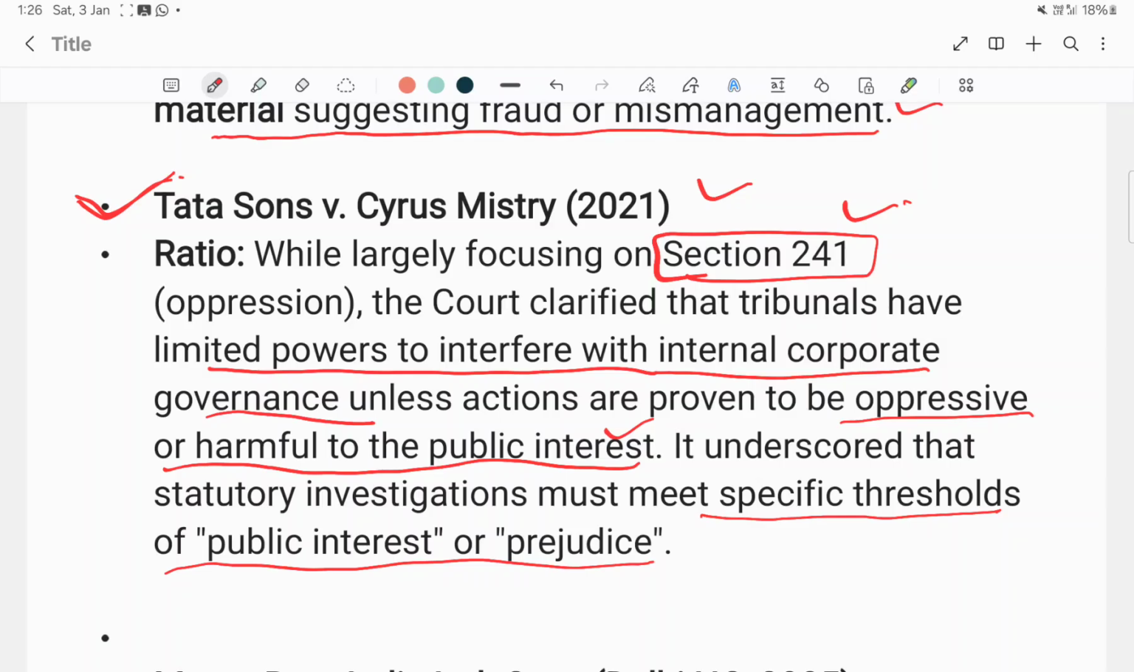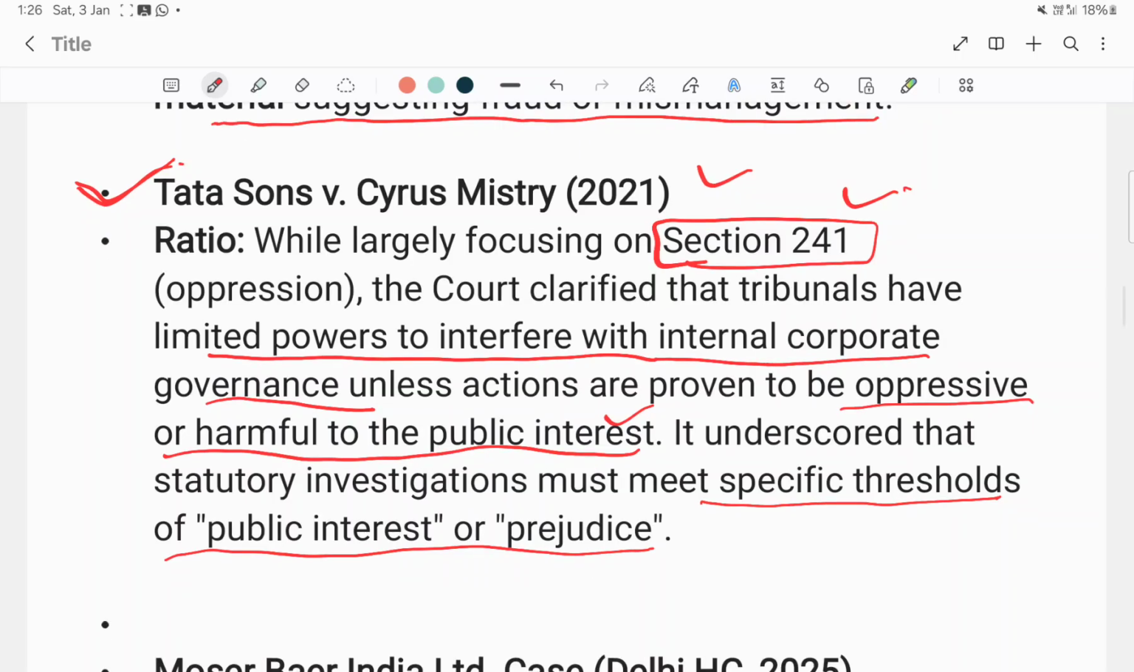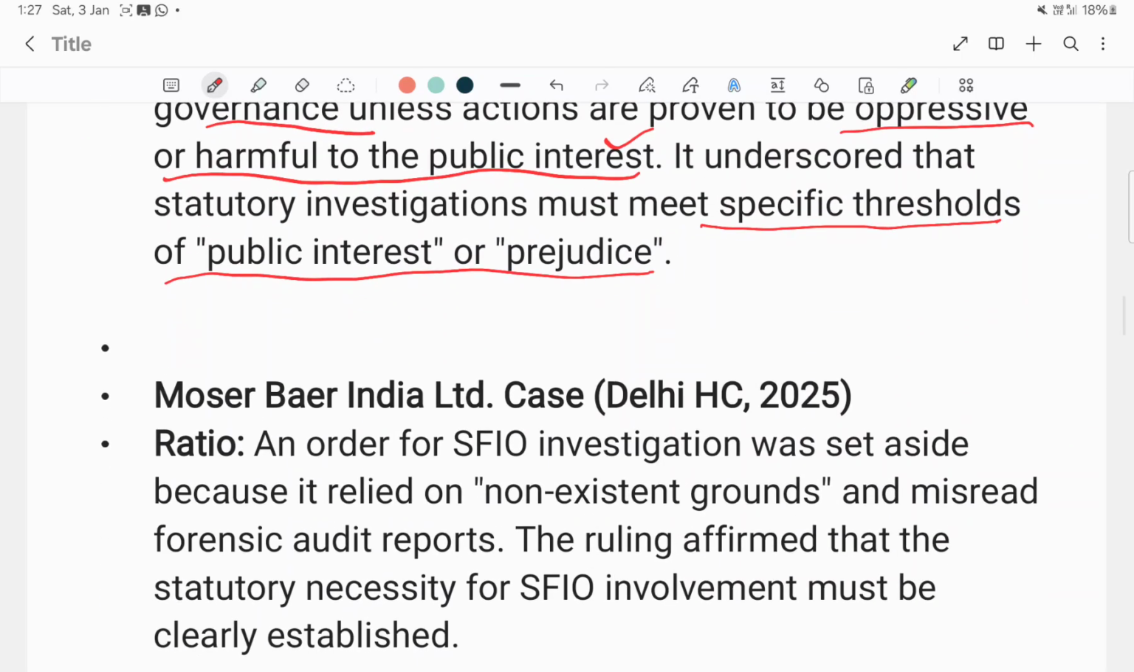They have to follow the procedure under the Companies Act, whether it is public interest or prejudice. It is not always on vague allegations that they can investigate. It must be satisfied, with a subjective approach, that there are certain reasonable circumstances under which the investigation has to be done. Then only the investigation can be done. Otherwise, they cannot investigate the matter.